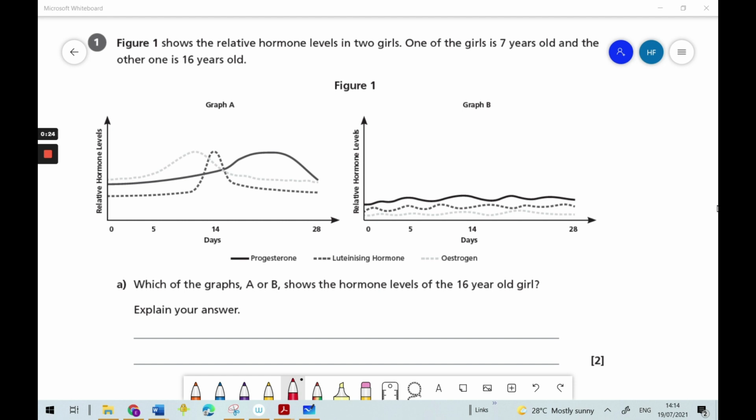This question has 2 parts to it. So firstly, it's asking us to identify which graph shows the hormone levels of the 16-year-old. And secondly, it's asking us to explain our answer once we've identified which graph is showing the hormone levels of the 16-year-old. Let's have a closer look at the graphs.